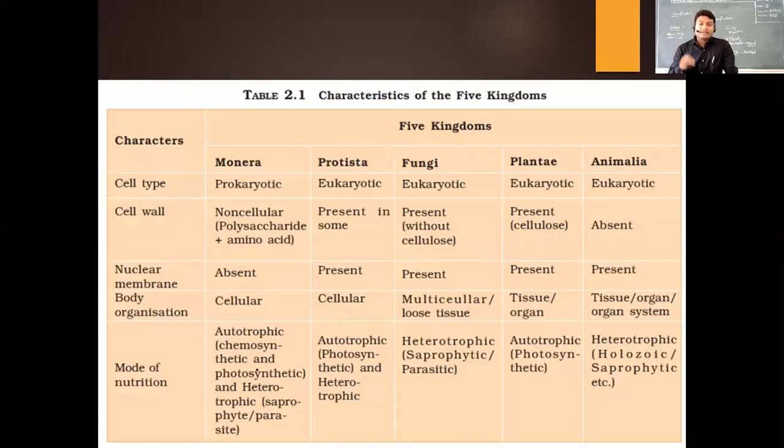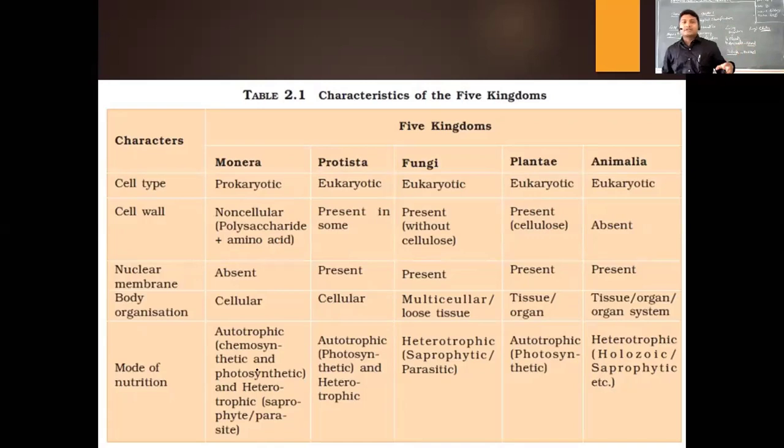Now the second character, cell wall, right? Cell walls are also different. In case of Monera, it is made up of polysaccharide and amino acids. In case of Protista, some of them have it and some of them do not. In case of fungi, they are going to have it, but without cellulose. Chitin is present, right? There's a chemical structure called chitin. So in fungi, chitin is present.